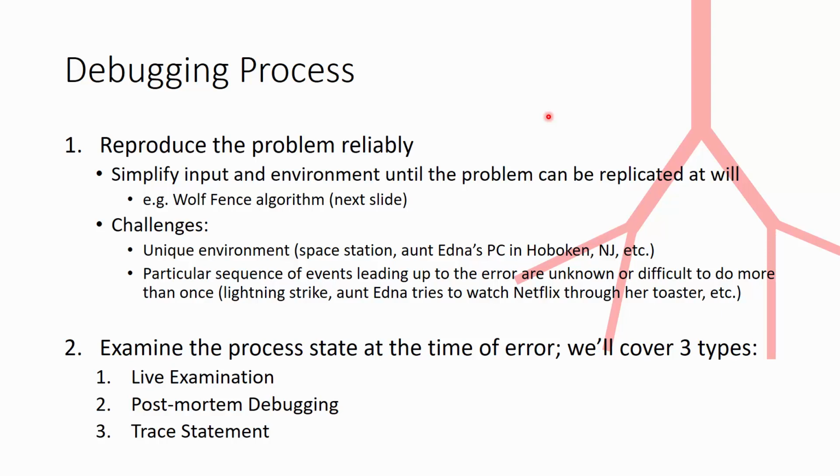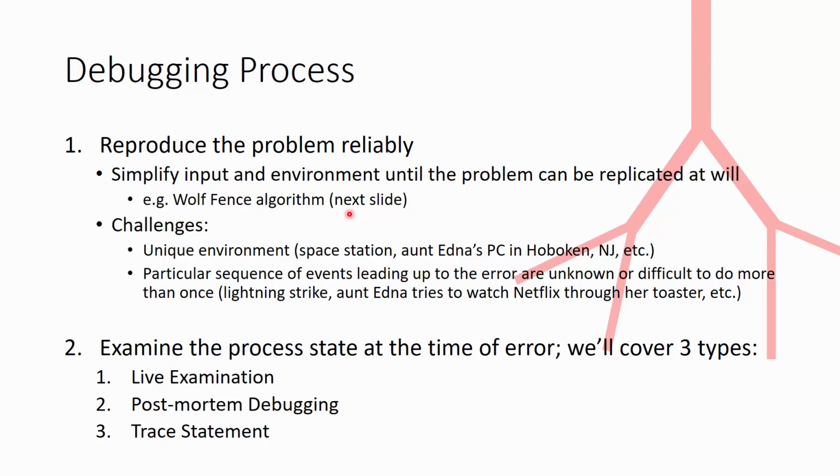This is something that happens more in C, where we have memory that is variable and changing every time we run the program. Or if we're using uninitialized buffers and uninitialized dynamic memory, we can get ourselves into some truly strange intermittent problems. It's not as big a deal with shell scripts, but still something to be aware of. You've got to be able to reproduce the problem. So often that means simplifying our input and simplifying the environment until the problem can be replicated whenever we want it to. So one way to do that is with the wolf fence algorithm that we'll talk about next.